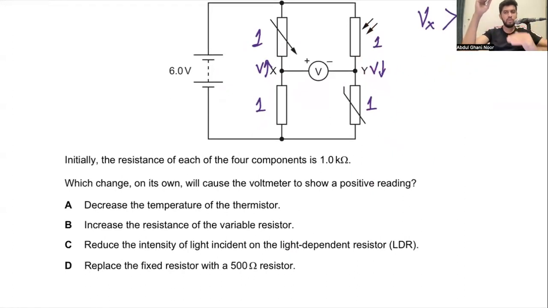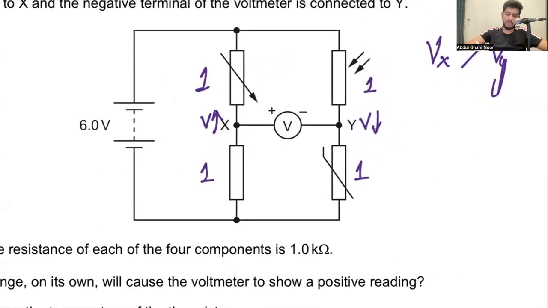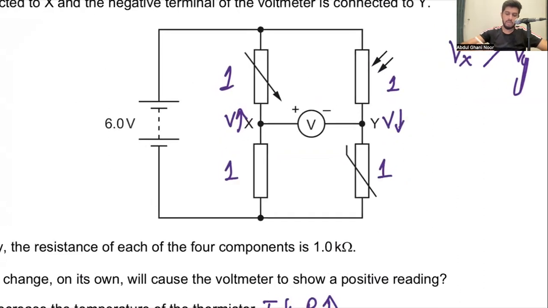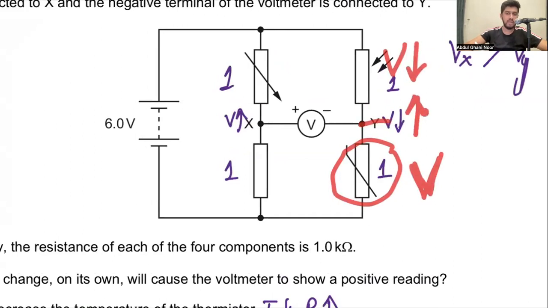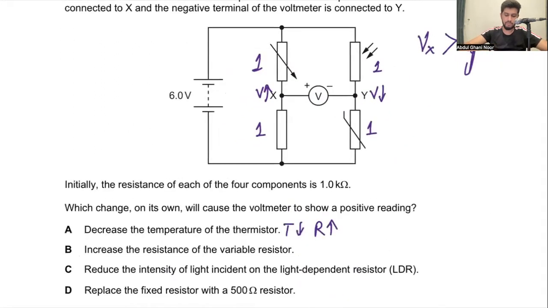Now let's go through each of these options. Decreasing the temperature of the thermistor. ठीक है. अब अगर मैंने थर्मिस्टर का टेम्परेचर कम किया, सही, डिक्रीजिंग द टेम्परेचर ऑफ द थर्मिस्टर, तो थर्मिस्टर की रेजिस्टेंस क्या होगी, बढ़ जाएगी. थर्मिस्टर की रेजिस्टेंस बढ़ जाएगी तो इसको ज्यादा वोल्टेज मिलेगा और इसको वोल्टेज जो है कम मिलेगा. उससे क्या होगा, वी वाई की वैल्यू बढ़ जाएगी, यहां पर ज्यादा वोल्टेज होगा. And that is not something that we want. We want VX to be greater, VY to be lesser. So A is incorrect.